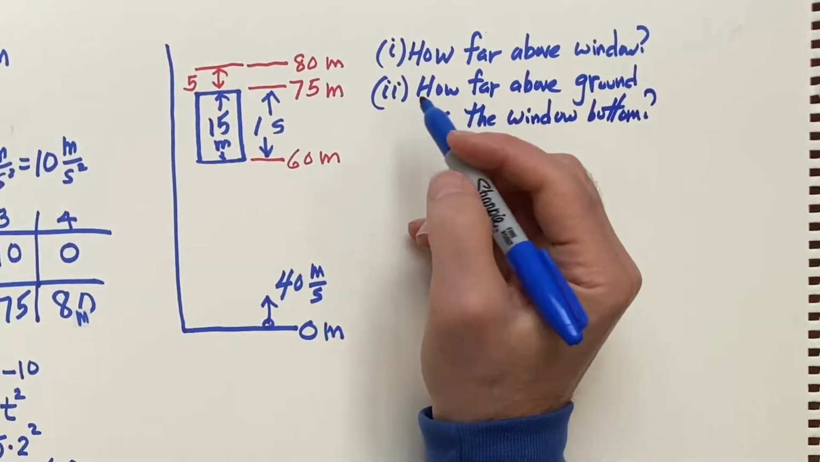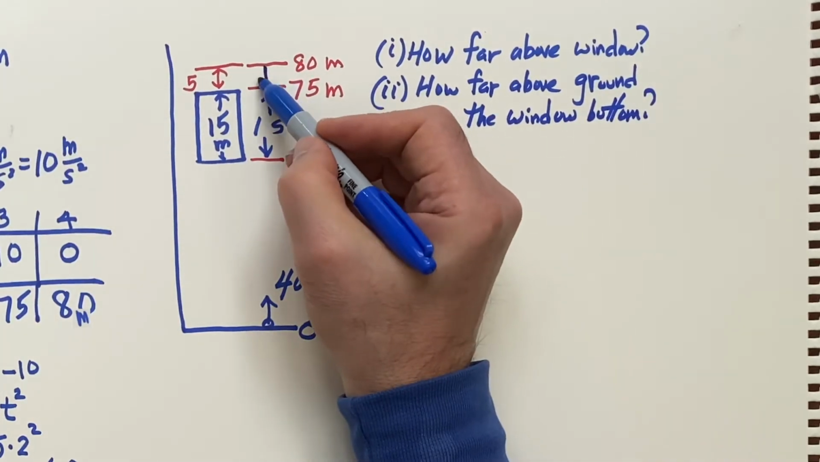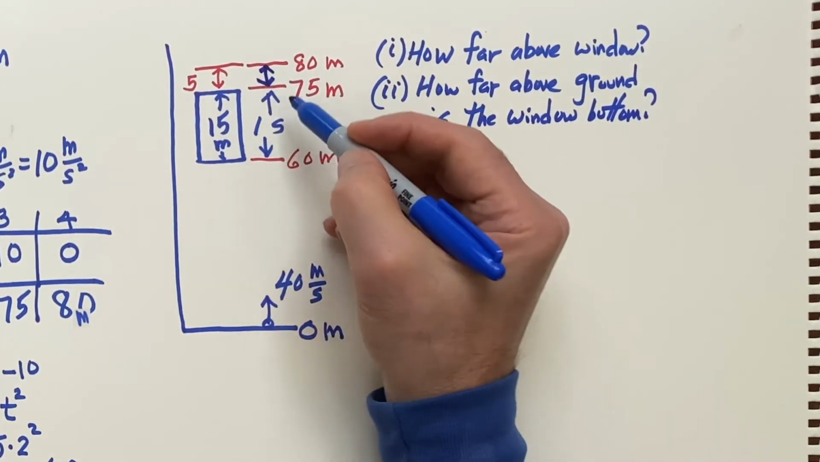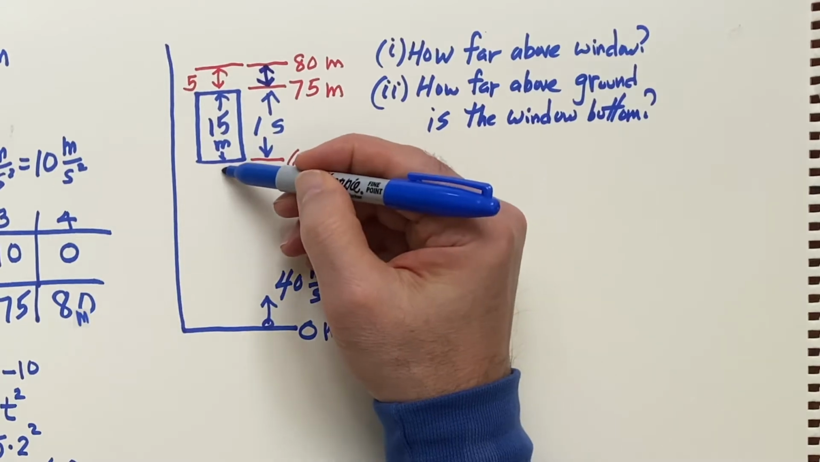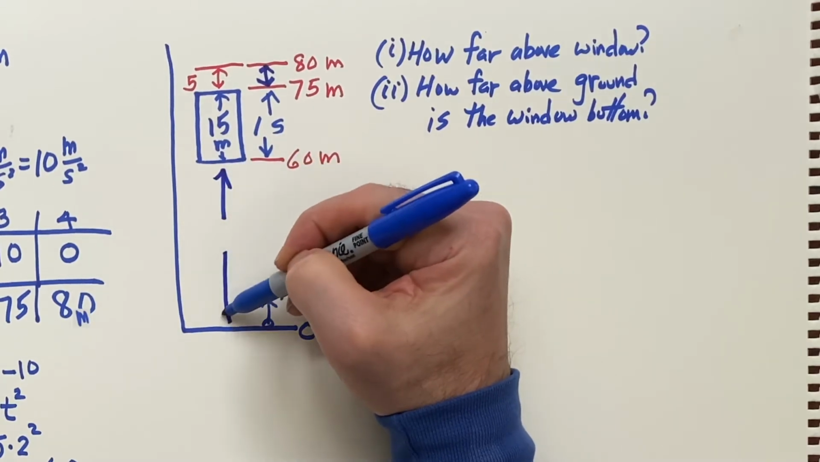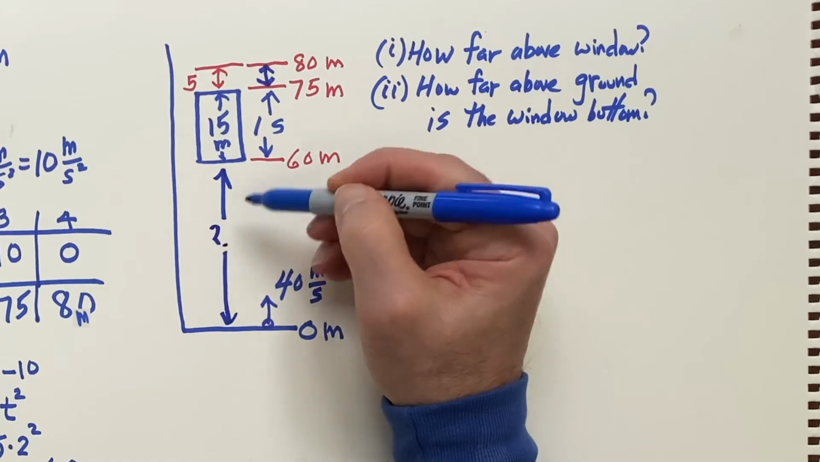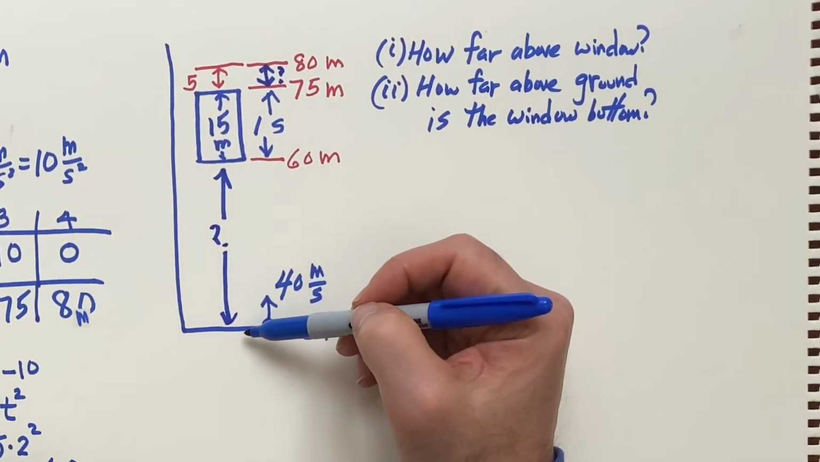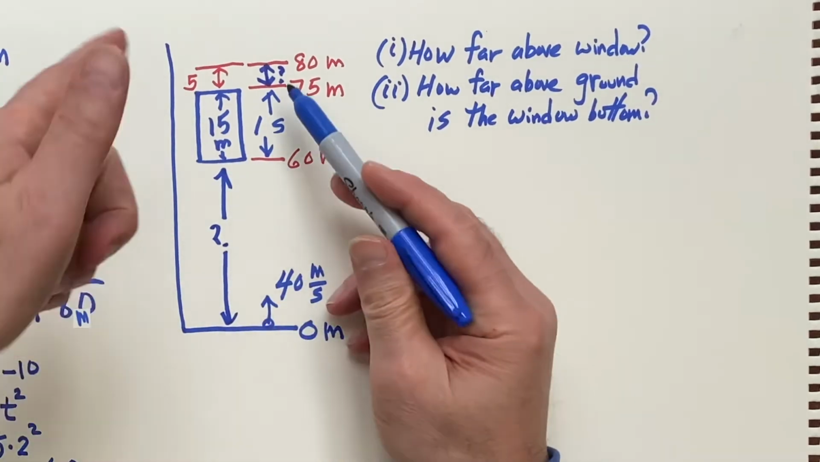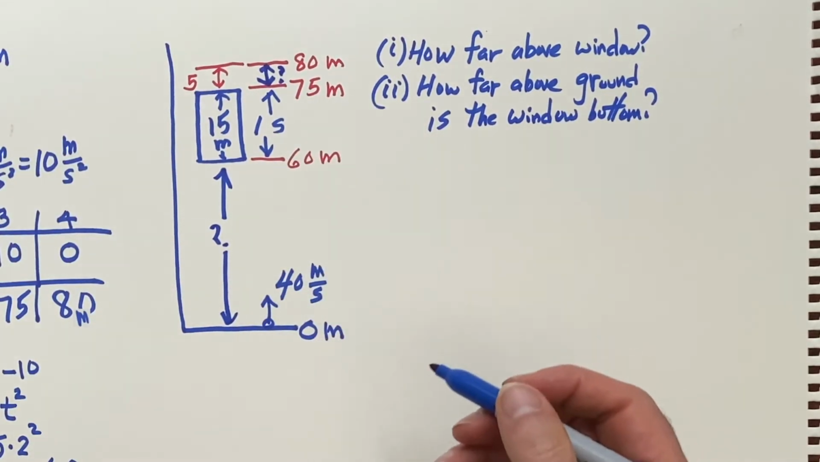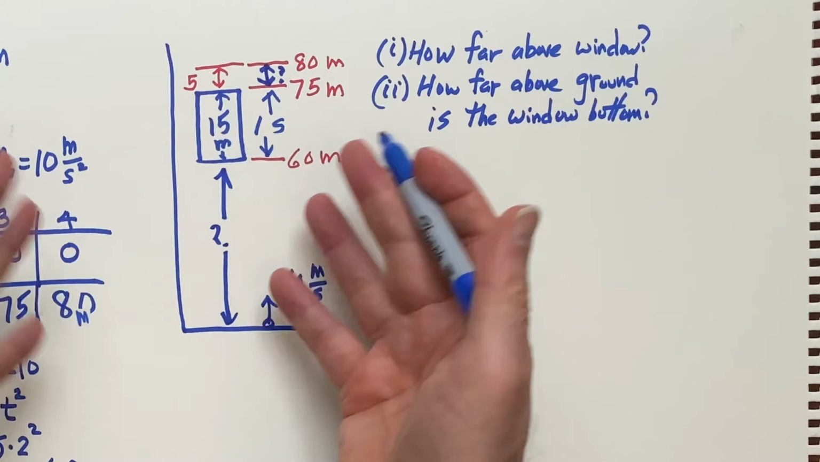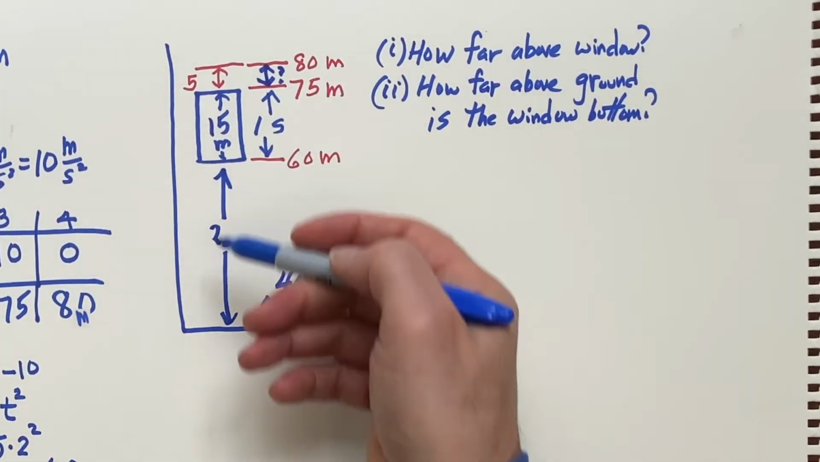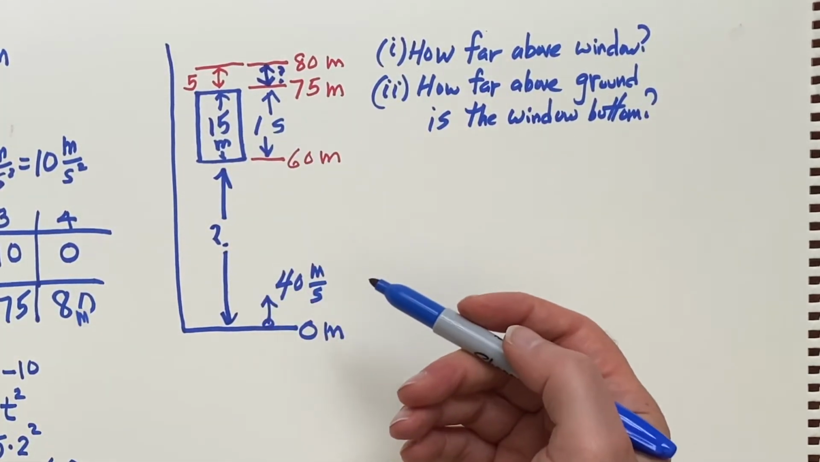So I'm basically going to ask them to figure this distance out, and then to figure out this distance. So these are the questions: what is the distance from the bottom of the window to the ground? And what is the distance above the window that the ball goes? This looks like there's not enough information. We're not telling them how high the window is.